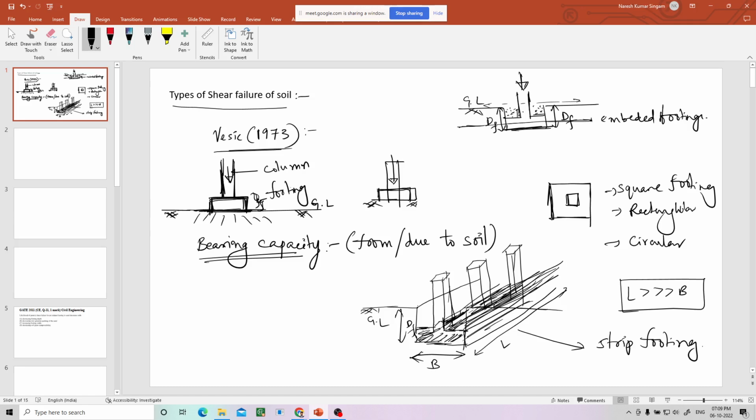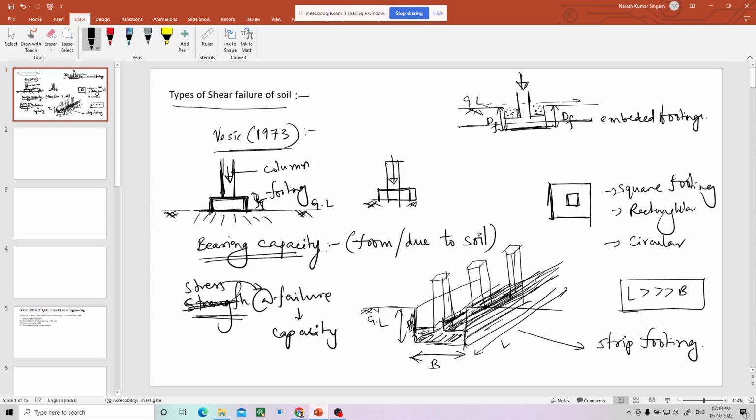There are other kinds of footings anyway, so we'll discuss them whenever required. Now these footings have some capacity to take the load from the structure, and that capacity is such that the soil should not fail. The capacity is the stress at failure, not strength at failure. Whatever pressure the soil can take just before failure is the bearing capacity.